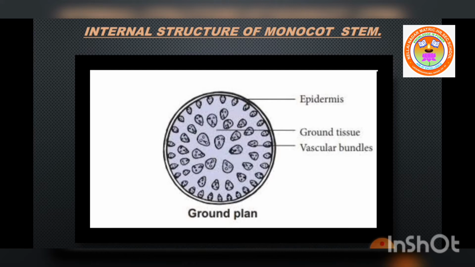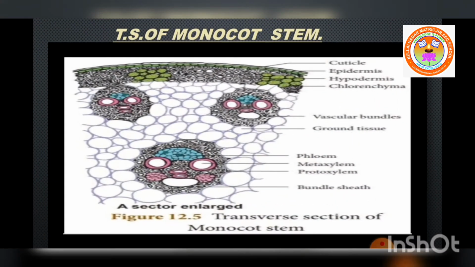Ground tissue system, in the case of monocot stem, is not differentiated into cortex, endodermis, pericycle, pith as in the case of dicot stem. It's a continuous mass of parenchyma cells. Vascular bundles with xylem and phloem, cambium absent in monocot stem. Let me see the internal structure of monocot stem in detail. Internal structure of monocotyledonous stem reveals epidermis, hypodermis, ground tissue and vascular bundles.